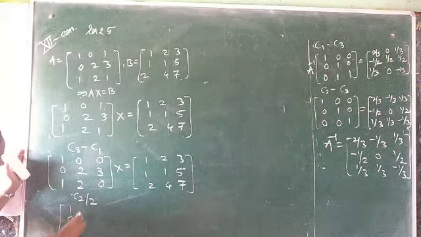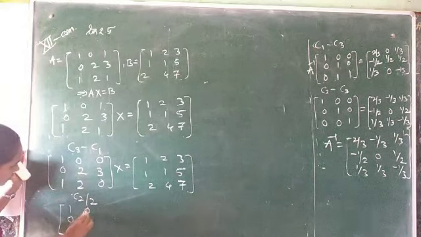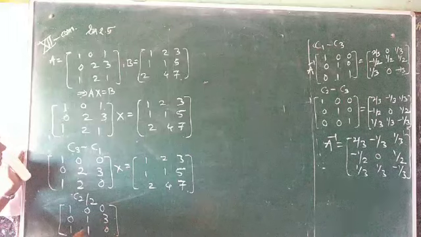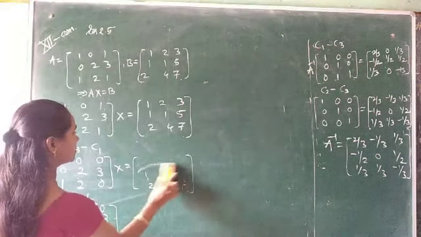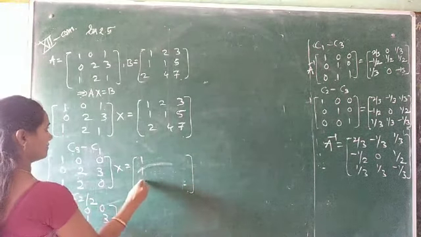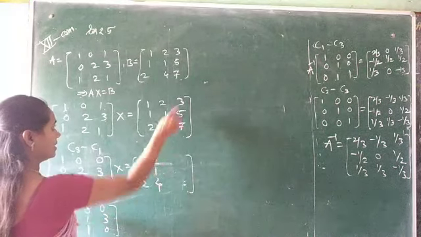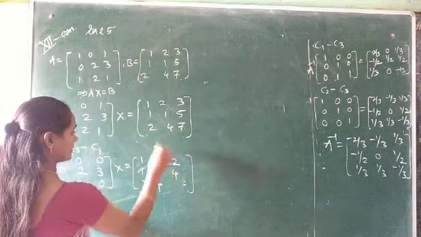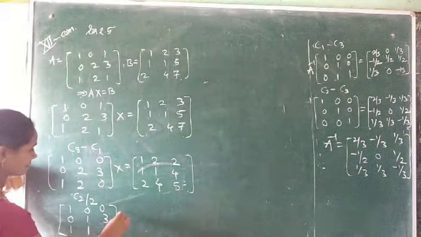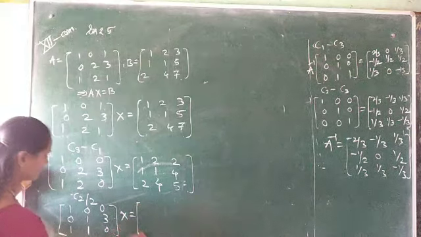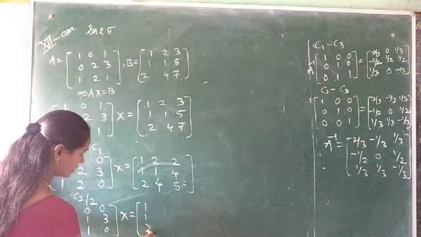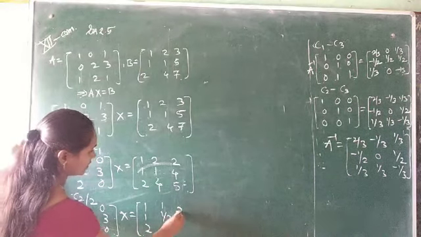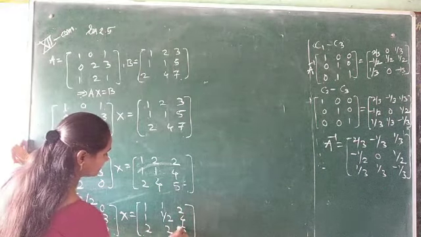1 0 1, 0 upon 2, sorry, 0 upon 2 is 0. 2 upon 2 is 1, 1. 0 3 0. Sorry, here I am going to change this: 1 1 2, 2 1 4. 3 minus 1 is 2. 5 minus 1 is 4 and 7 minus 2 it is 5. X. C2 upon 2: 1 1 2, 2 upon 2 is 1, 1 upon 2 and 4 upon 2 is 2. Write C3 as it is.